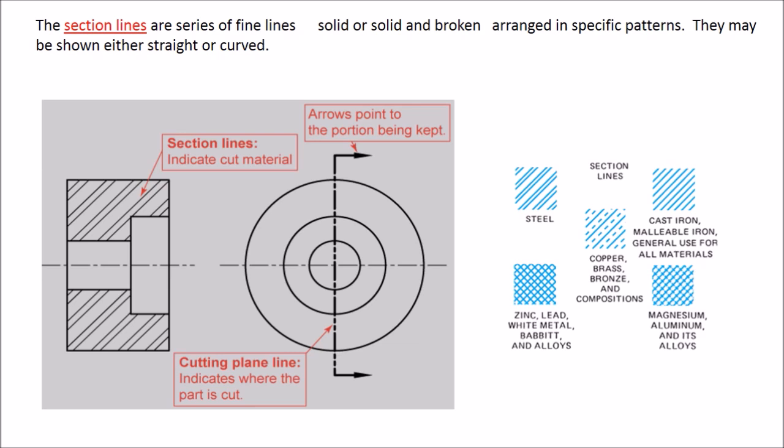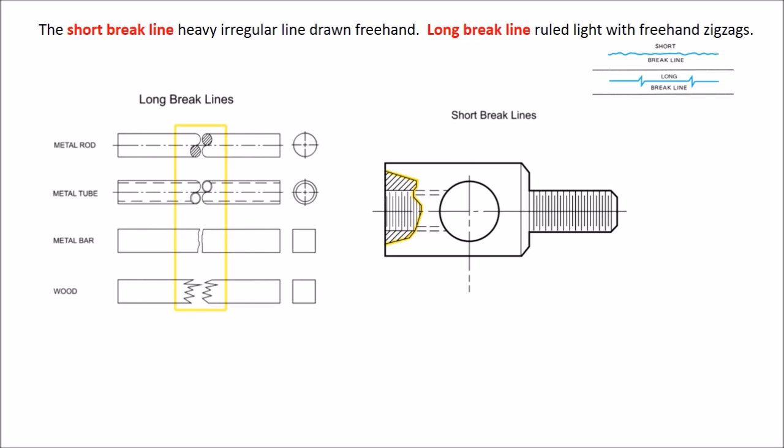And the purpose of section lines is to indicate the imaginary cut surface referred to by the cutting plane line, to represent various types of materials, such as stainless steel, aluminum, and so on. The next line we'll discuss is the short break line and the long break line.